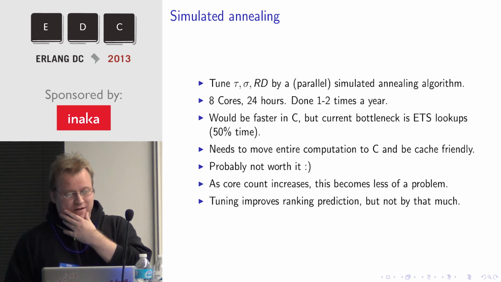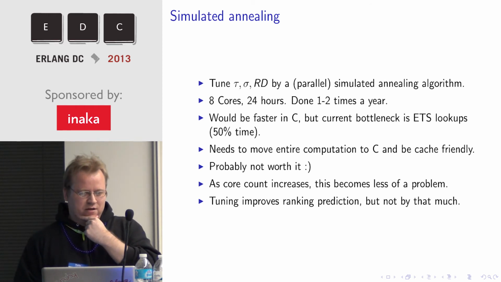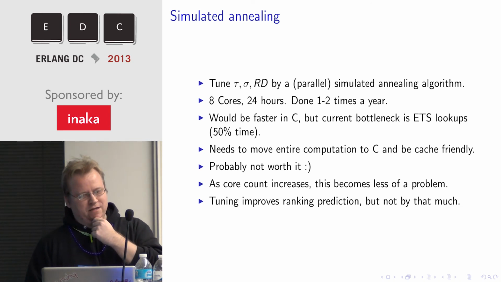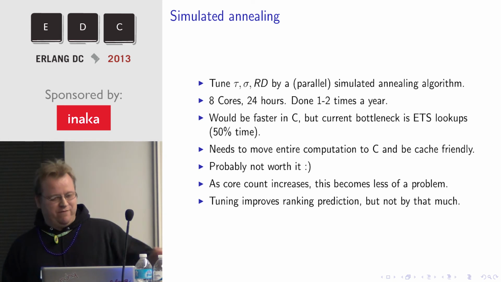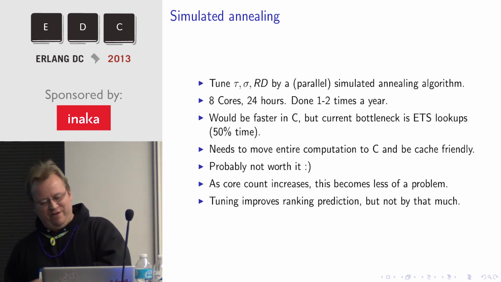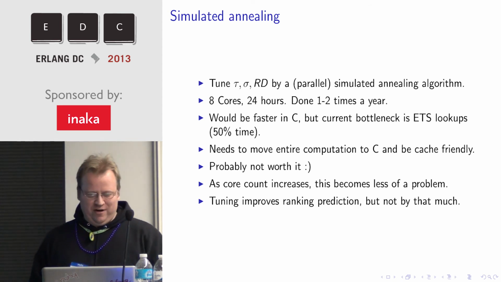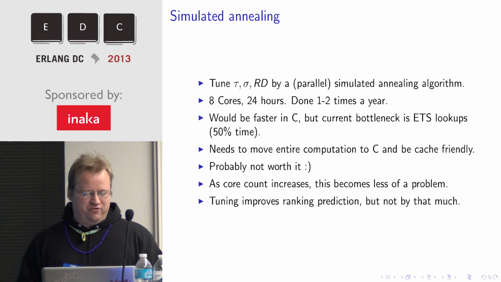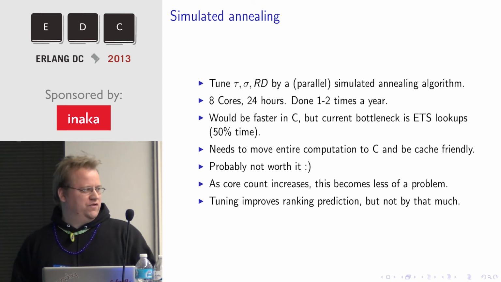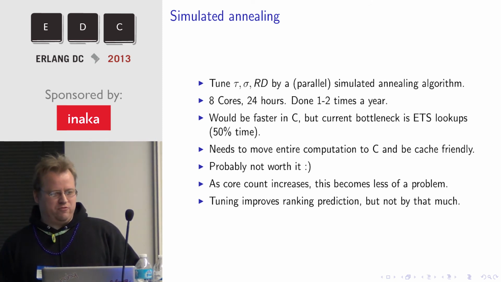I've done everything in Erlang. It could be faster if I did it in C, I think. But the problem is that the current bottleneck is ETS lookups. So if I were to do it in C and get faster, where it would be worthwhile, I would need a completely different approach than the one I'm using right now, because ETS lookups are really, really fast. So currently I'm kind of rooting for not worth it, so I just keep it in Erlang. And of course, as core count increases on the machines, it'll become less of a problem because I actually do parallelize my annealing algorithm overall, of course.